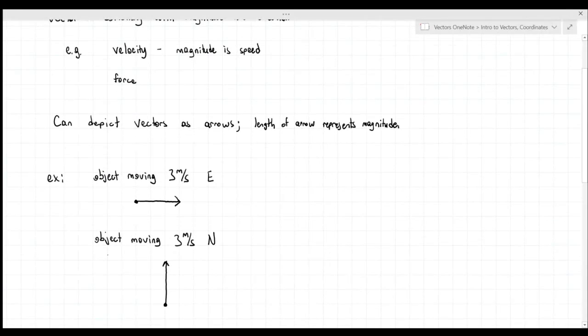In contrast, if you had an object and the velocity was 3 meters per second north, then I might draw a vector pointing northwards. Again, the length would be 3, indicating that the speed or the magnitude was 3 meters per second.